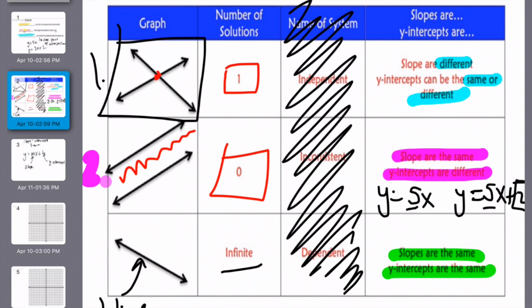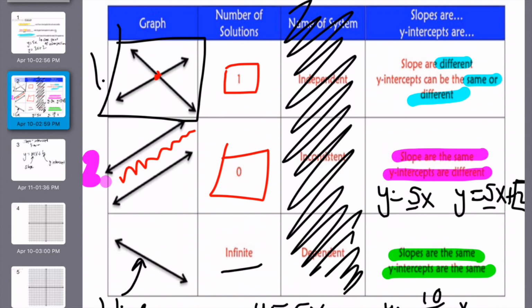So for example, I could go y equals 5x, and I could also have y equals 10 over 2x. These are two different equations, as in they're written differently. But if I were to simplify this, y equals 5x and y equals 10 over 2x, 10 over 2 is the same thing as 5. So their slope is the same, and their y-intercepts are the same.